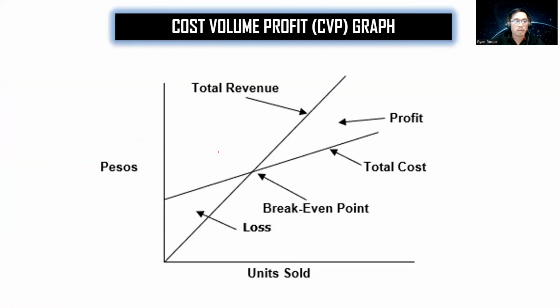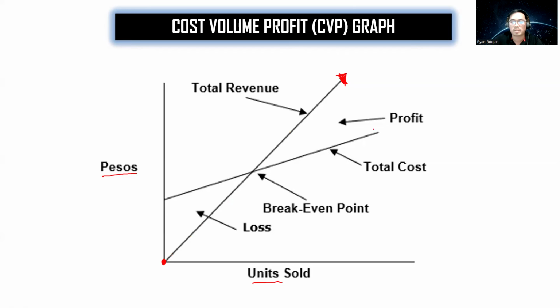In your y-axis, we have the amount, or in terms of pesos. In your x-axis, we have the number of units sold. So let's begin with the total revenue line. Remember, if there is no unit sold, there will be no revenue, so you will start at this point. As the number of units increases, the total amount of your revenue will also increase. That's why your total revenue line is sloping upwards.